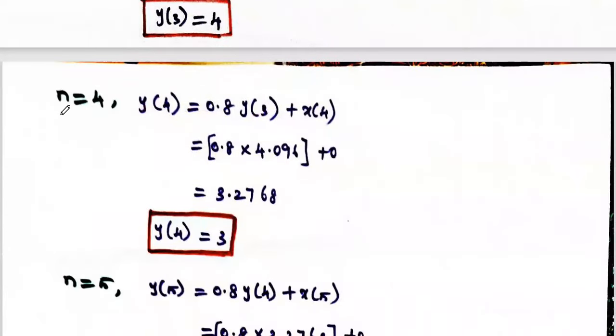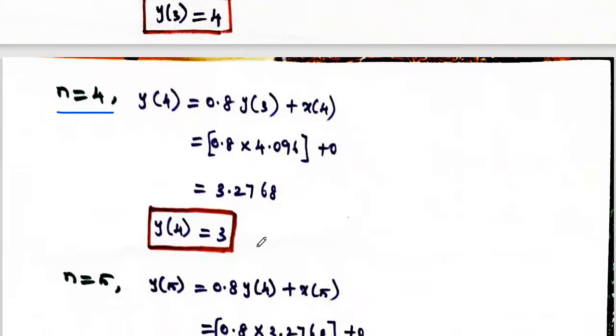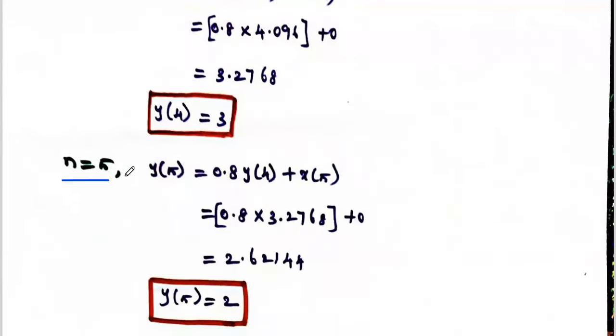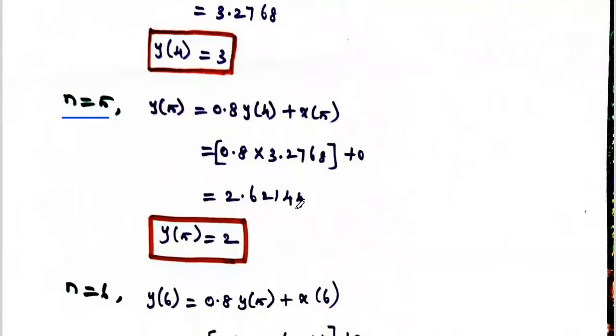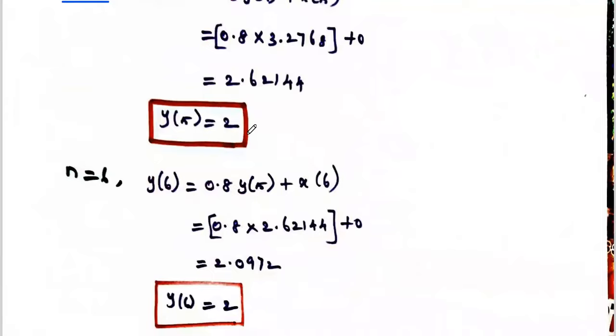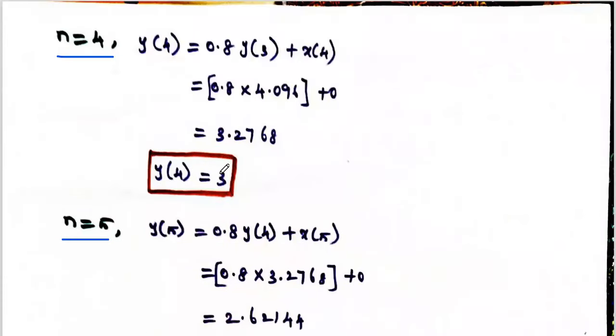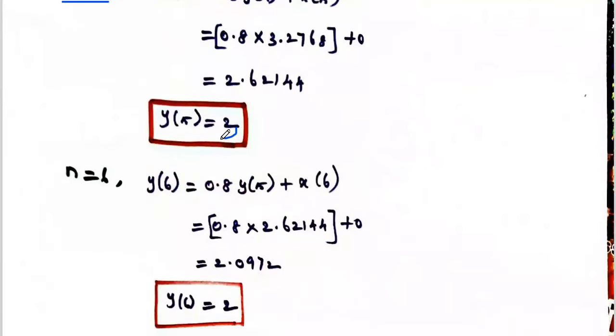Okay. Similarly, we have to calculate it for n equal to 4. So if n equal to 4, you can get the answer 3.2768. So 3.2768 is approximated as 3. Then at n equal to 5, the output y of 5 is calculated as 2.62. So 2.62 is approximated as 3. Okay, so the output is approximated as 3. Then here you see the output y of 4 is 3, y of 5 is 3.